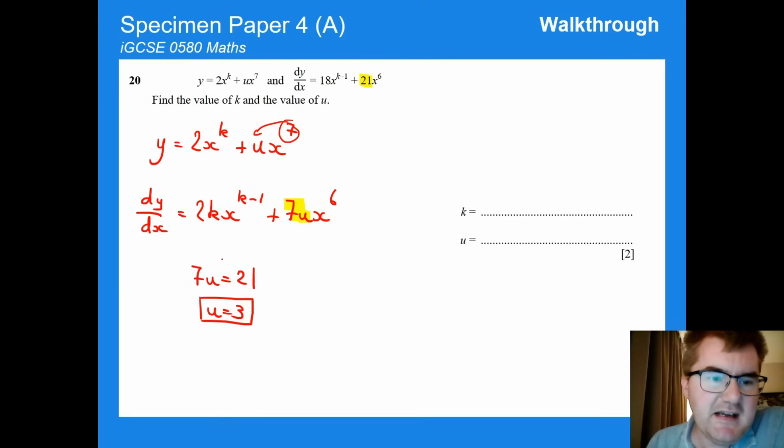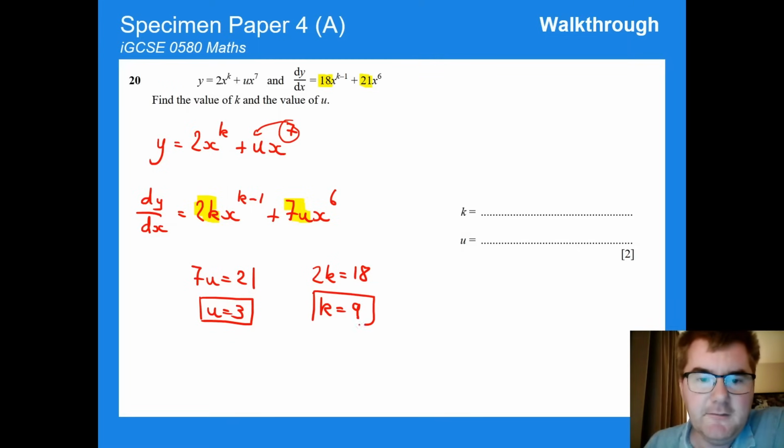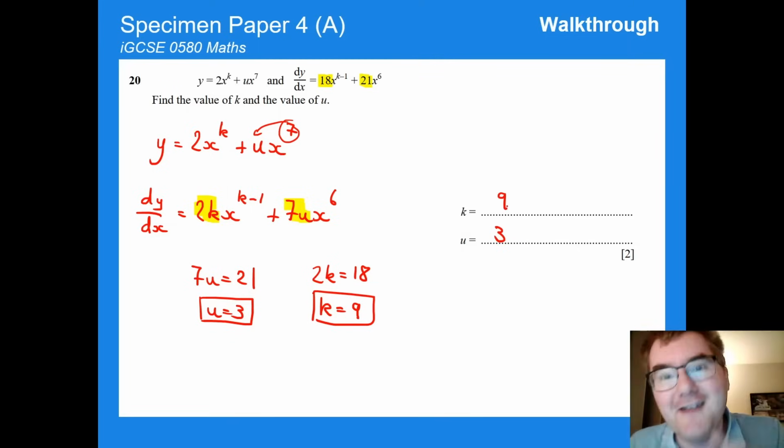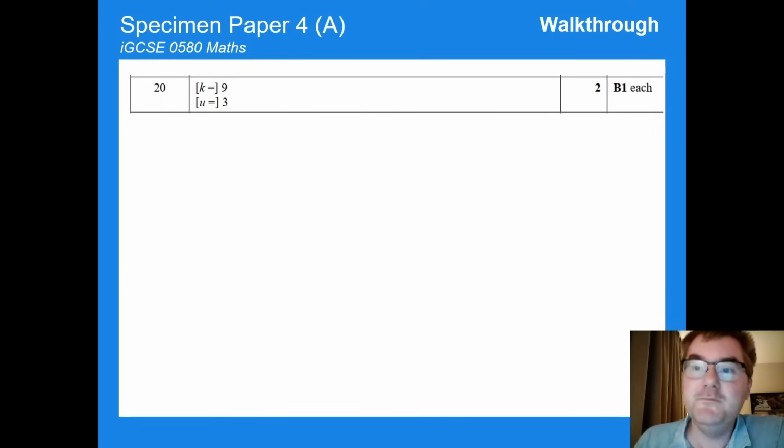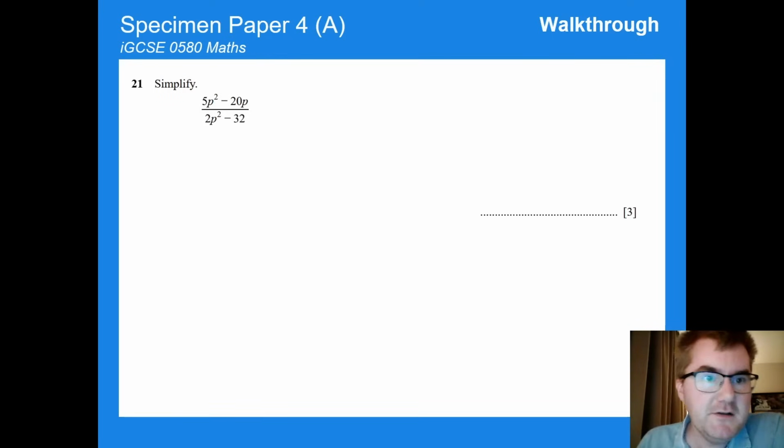And so we can do the same idea with the 2k here. So 2k has to be equal to the 18. And so 2k is 18, therefore k is equal to 9. So u is 3 and k is 9. Make sure you put it the right way round as well. Perfect. So we get 9 and 3. Super. Okay, on to some algebraic fractions.